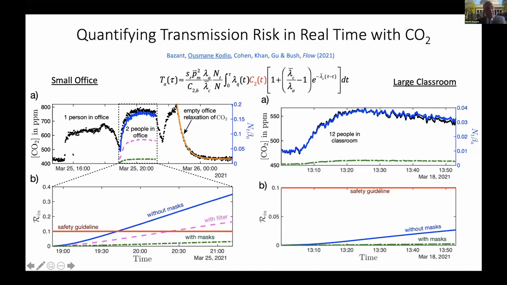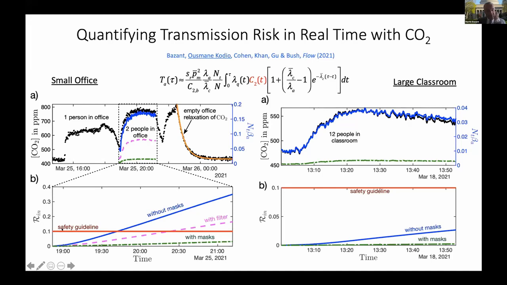So you can see, for example, in a small office on the left, one person in the office bumps it up from 400 to 600. A second person comes in, it gets closer to 800 for a period of time. And then when those people leave, the CO2 relaxes back down. And what we see on the bottom is how this formula translates the instantaneous CO2 time series into a level of risk expressed here as an indoor reproductive number. So if one of the people in the room were infected, what would be the expected number of transmissions, which is also a bound on the probability that there are no transmissions occurring.